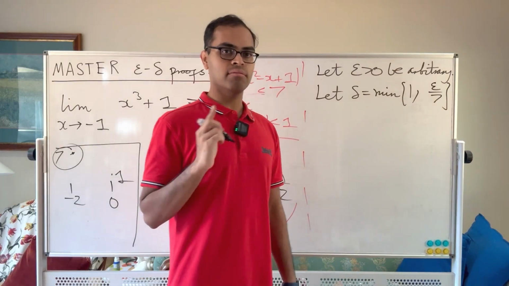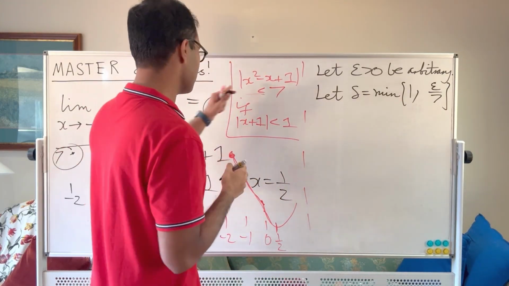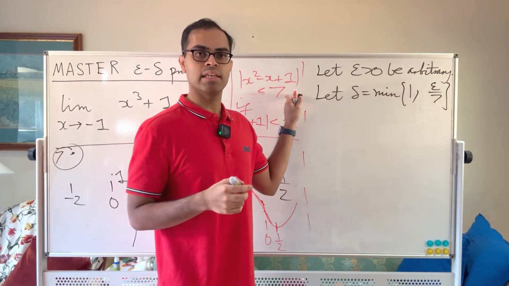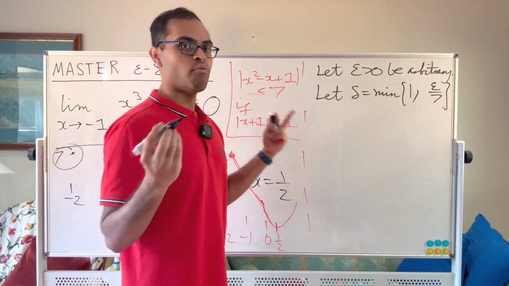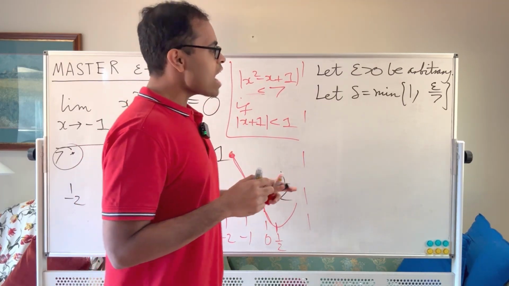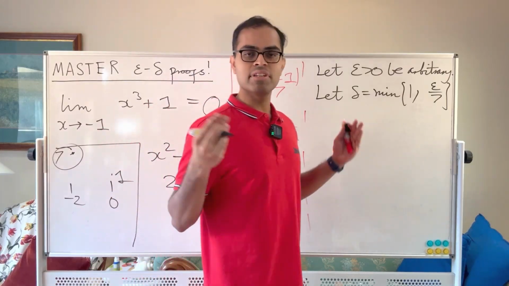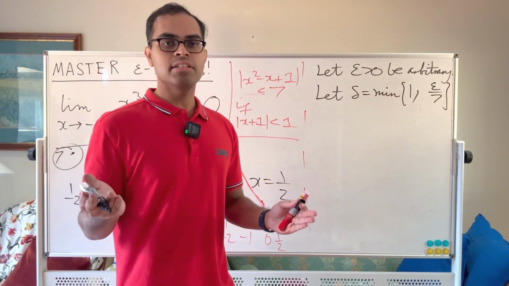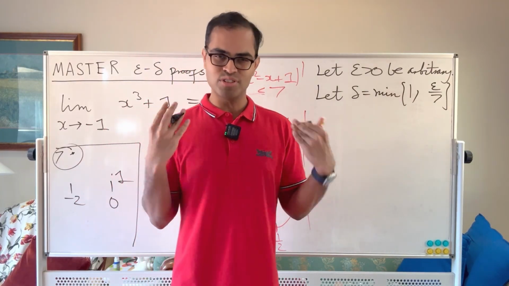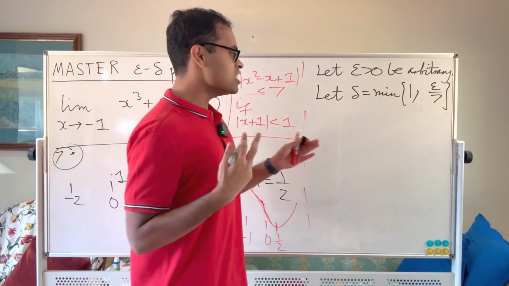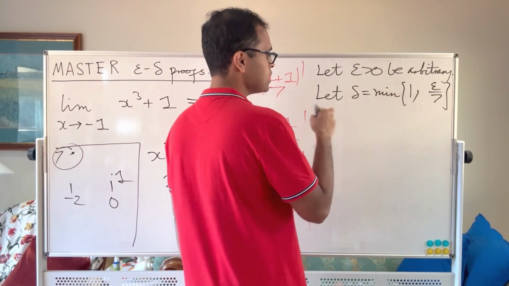Because we'll see that x squared minus x plus 1 always has absolute value less than 7 if x is within 1 of negative 1. Now, I always take 1 because it's simple. You could take 2, you could take a half, it doesn't really matter. People like to take 1. If you read books or notes online, they'll take 1 just for simplicity. Okay, so we've got that.